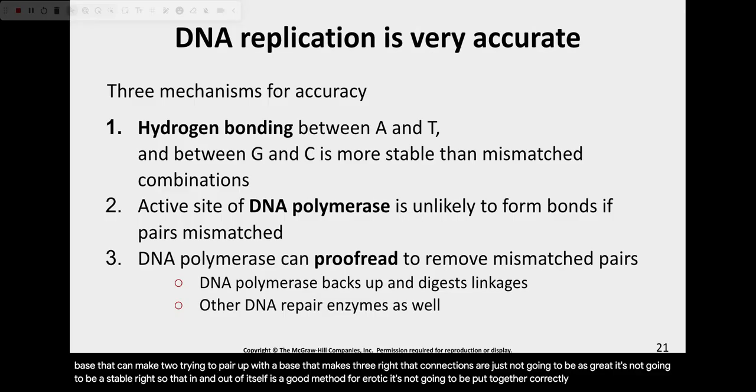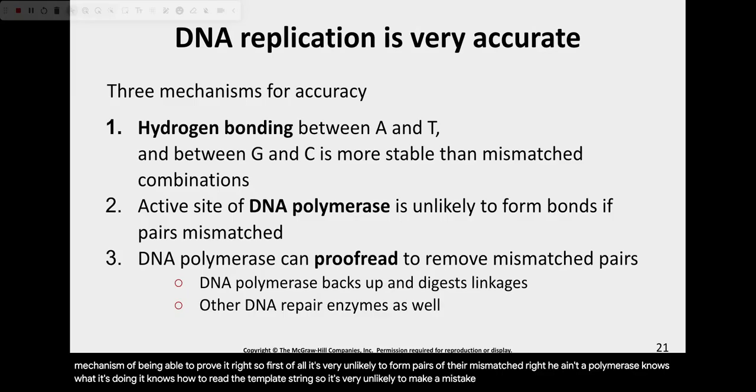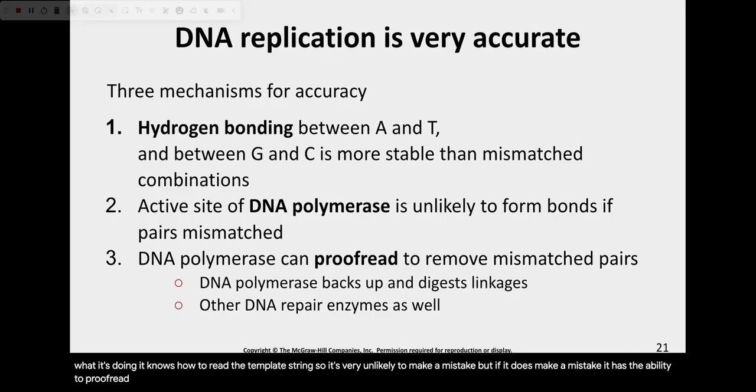But DNA polymerase actually has a mechanism of being able to proofread. First of all, it's very unlikely to form pairs if they are mismatched. DNA polymerase knows what it's doing. It knows how to read the template strand, so it's very unlikely to make a mistake. But if it does make a mistake, it has the ability to proofread. It can actually back up, digest the incorrect nucleotide, and put the correct nucleotide into place.